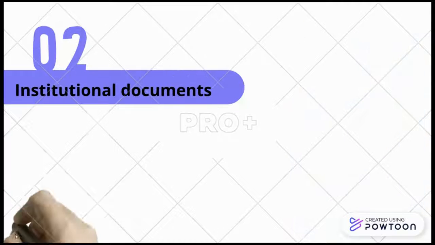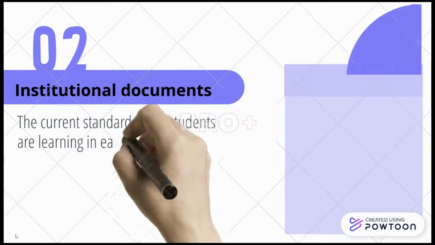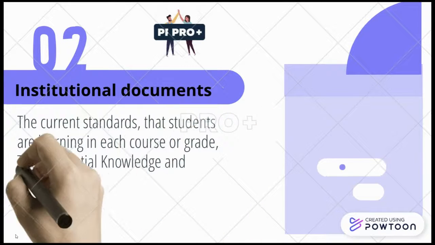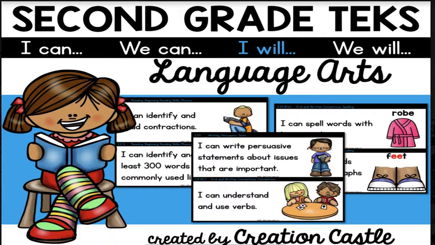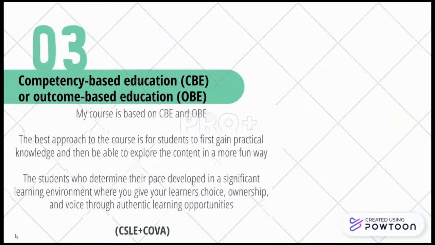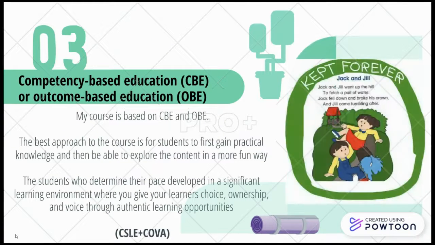The current standard that students are learning in each course or grade is the Texas Essential Knowledge and Skills, TEKS. The standards are adopted by the Board of Education of Texas. My course is based on CBE, Competency-Based Education, and OBE, Outcome-Based Education.